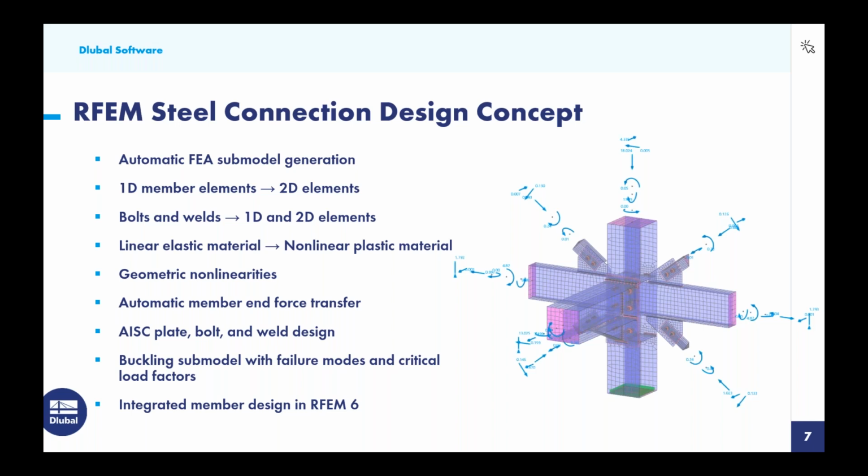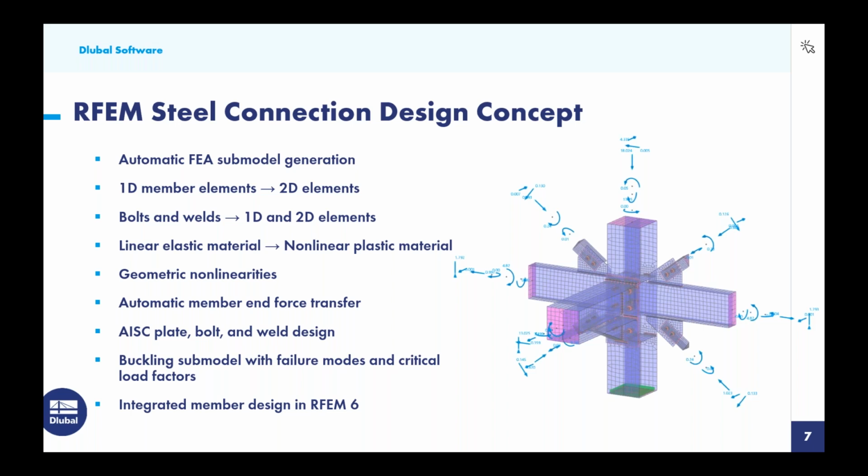So let us talk more about this submodel that's automatically generated, and we can see an example shown here on this slide. All of the members, so talking about beams, columns, braces, these 1D member elements are automatically converted to 2D surface elements in this submodel. So we're talking about the flanges as well as the webs. These will all be converted to those 2D surfaces considering the correct thickness and the material.